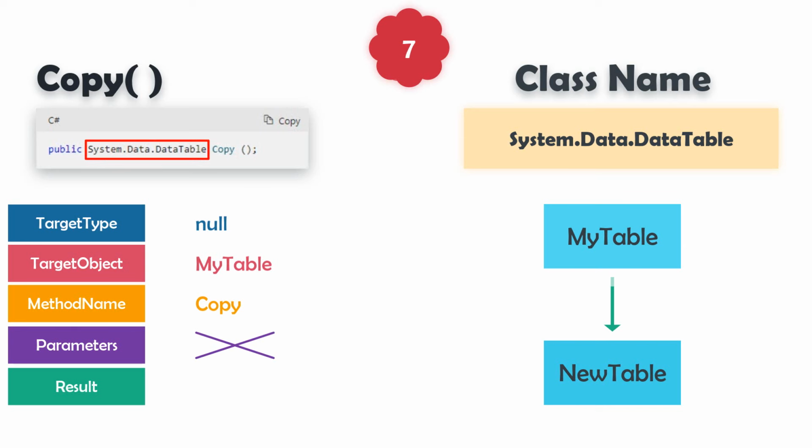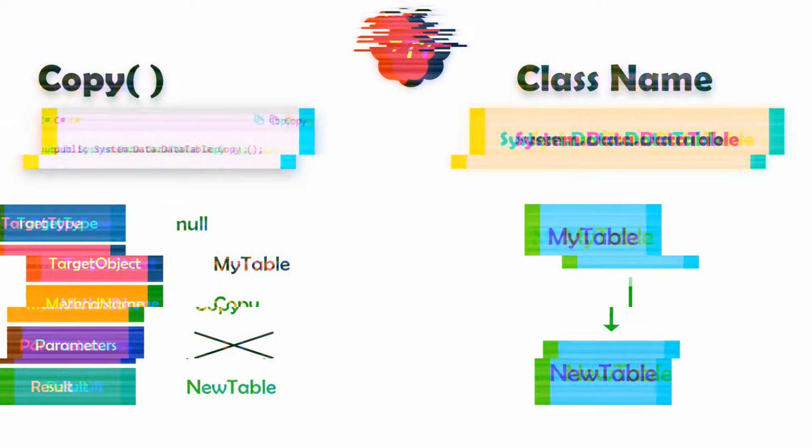And we have an output of type DataTable. So here we need to set the table where we want to copy the data. In my example it's new table. That's it. Let's do it in UiPath.